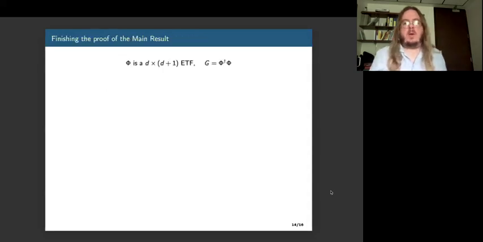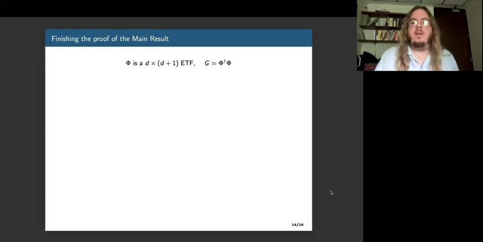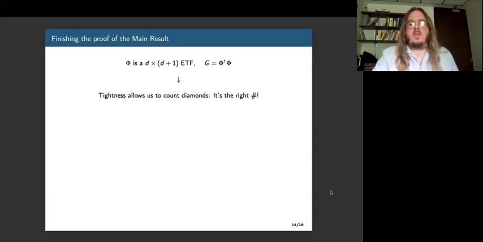So here, we're going to start off with this d by d plus 1 ETF in real symplectic space. I'll make its symplectic Gram matrix. And then this is the key step here. Tightness allows us to count the diamonds.